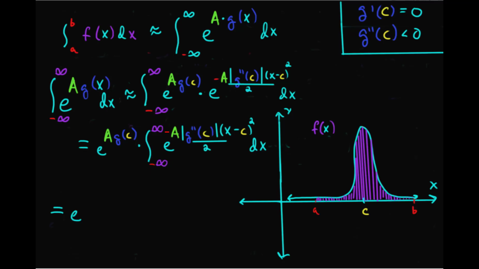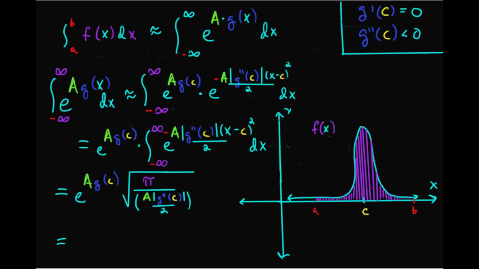But our integral, e to the negative a times the absolute value of g double prime of c over 2 times x minus c quantity squared, that's just a shifted scaled Gaussian. And so I have that this expression equals our constant out front, e to the a times g of c, and now evaluating the Gaussian integral, this will equal the square root of pi over that scaling factor, so over a times the absolute value of g double prime of c over 2.